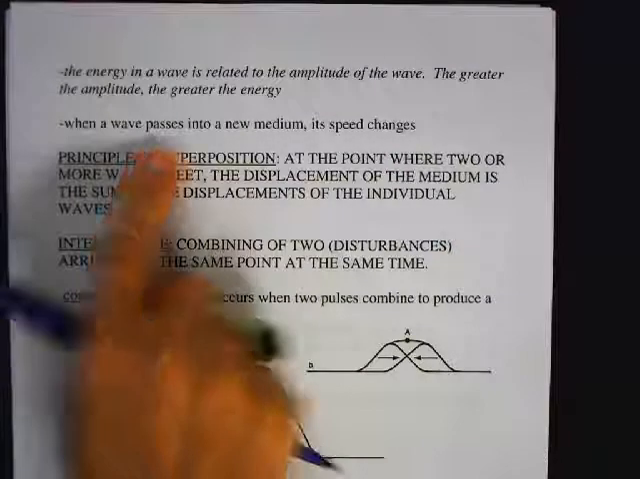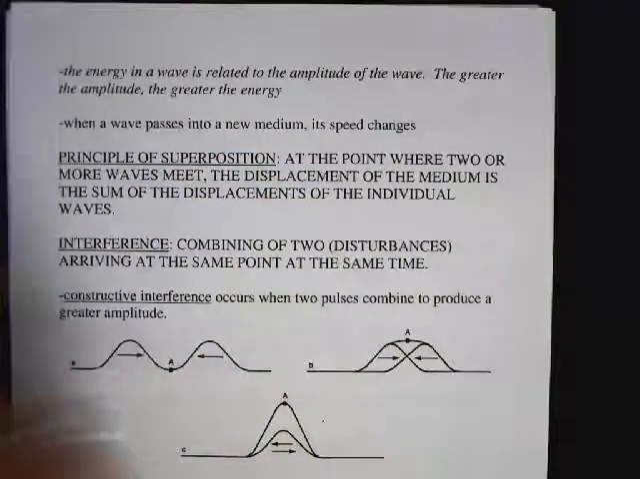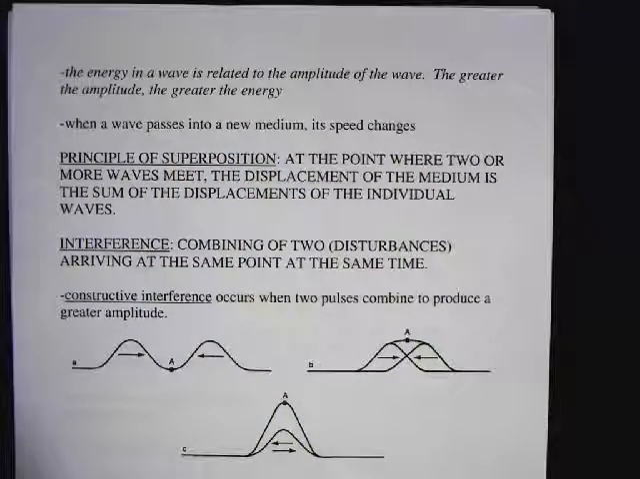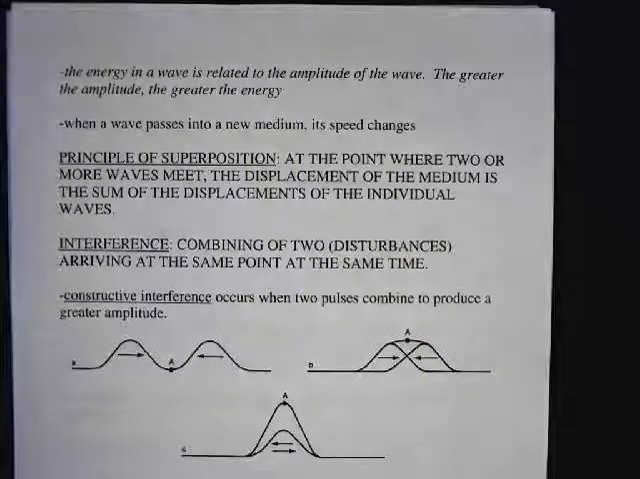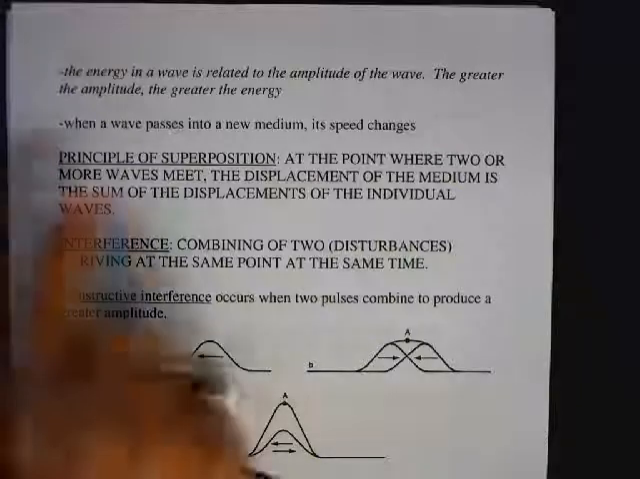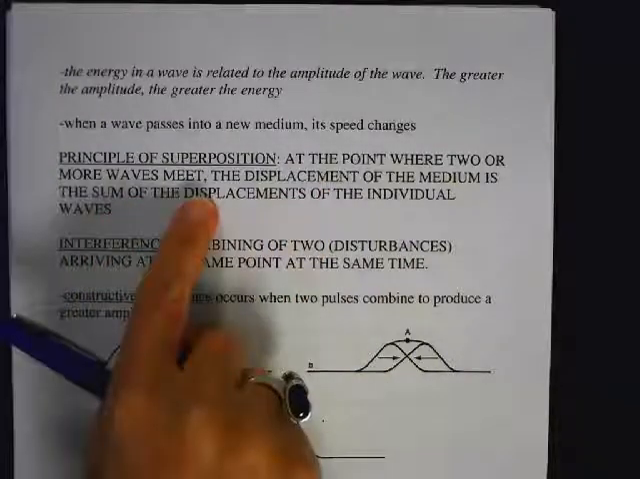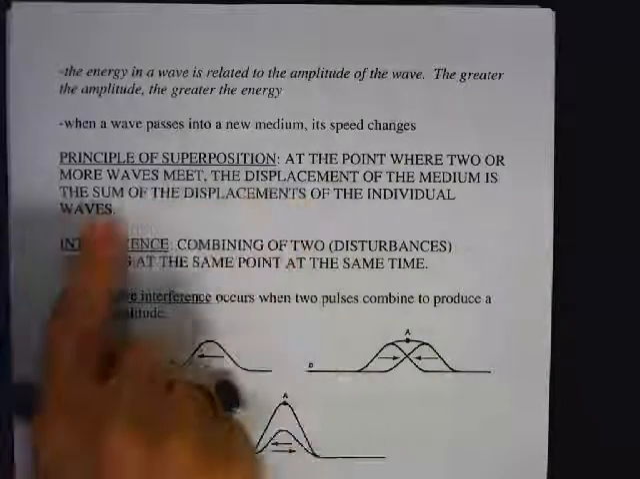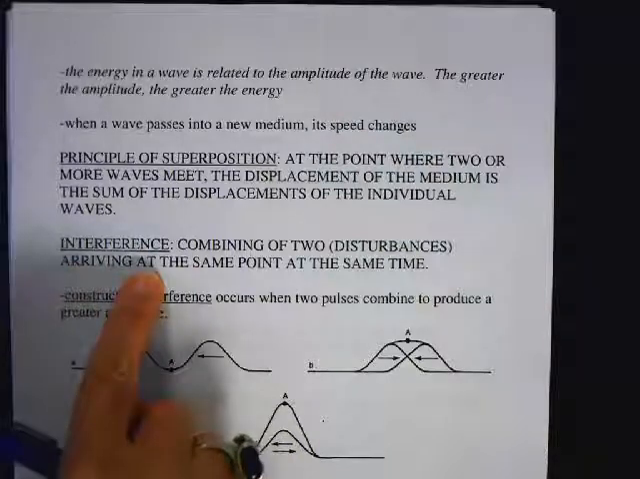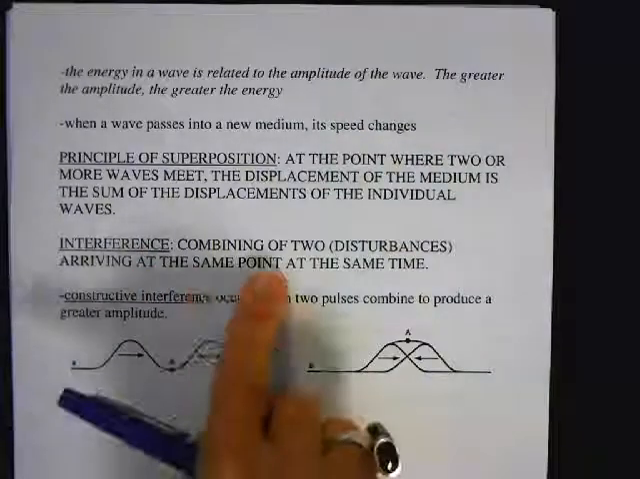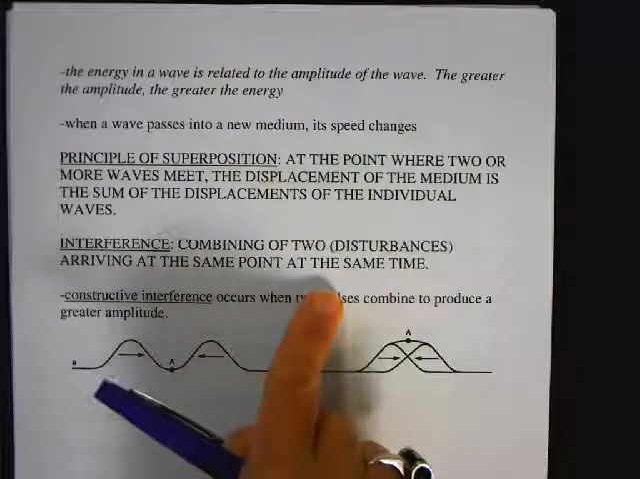When a wave passes into a new medium, its speed changes. We also see that when waves meet, and we'll explore this tomorrow in our Slinky lab, the waves can either add together or cancel each other out. So the principle of superposition says that at the point where two or more waves meet, the displacement of the medium is the sum of the displacements of the individual waves. So we have something called interference. Interference is where we combine two disturbances arriving at the same point at the same time.